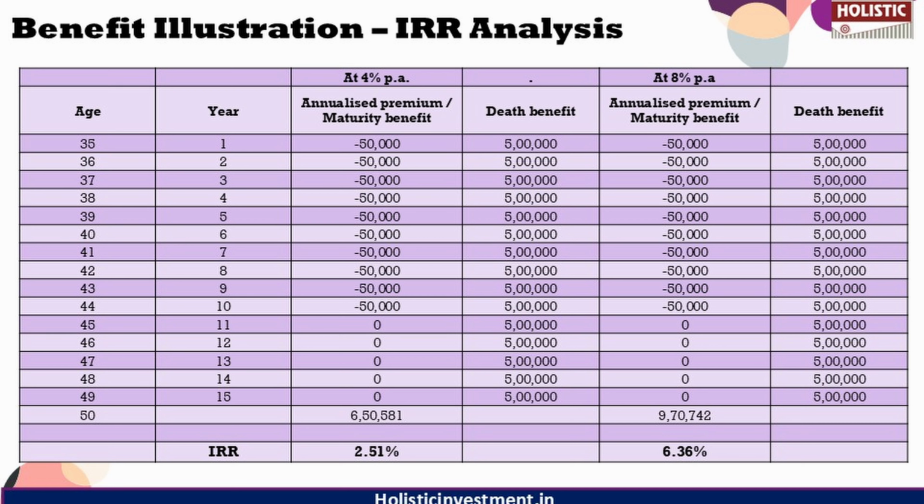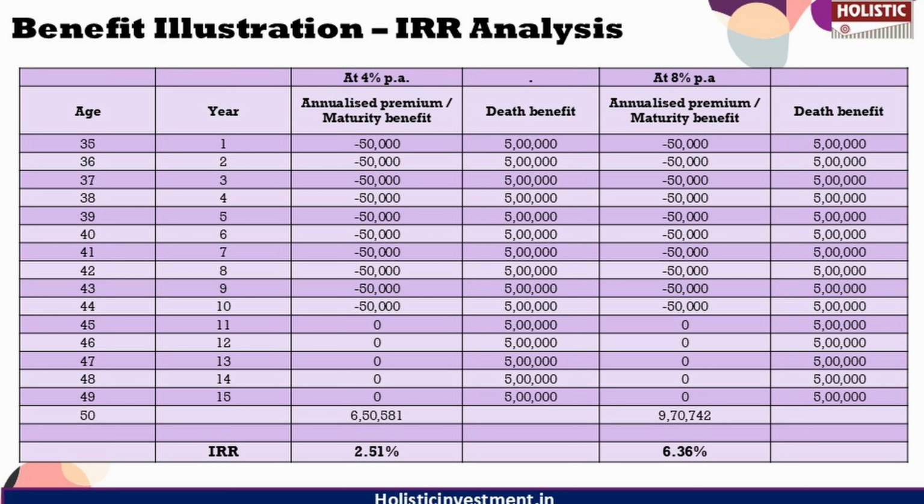As this is a policy which has market-linked risk, we have assumed these two returns just to showcase how this policy can perform at both extremes, in the worst and best case scenario. These are just for example purposes. These are not guaranteed returns.